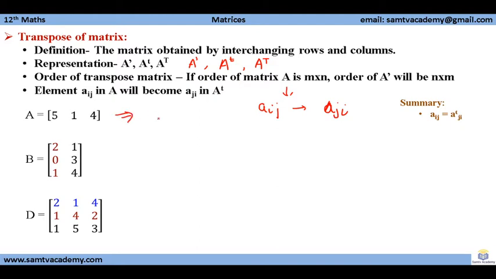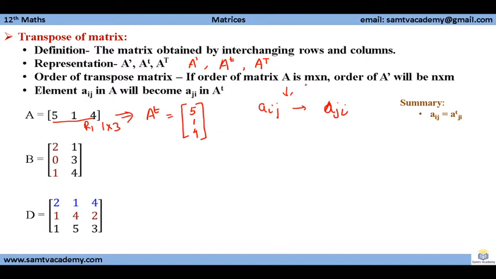Now let's see this example, in which you can understand better. This is a row, so the row will become a column. So A transpose will be equal to 5, 1, 4, written like this. Row is changed to column. So it is a transpose matrix. What is the order of this matrix? The order is 1 by 3, because it has one row and three columns.